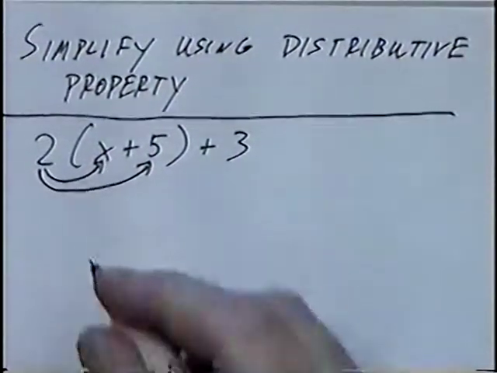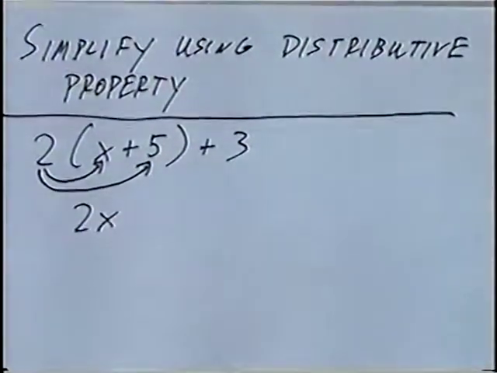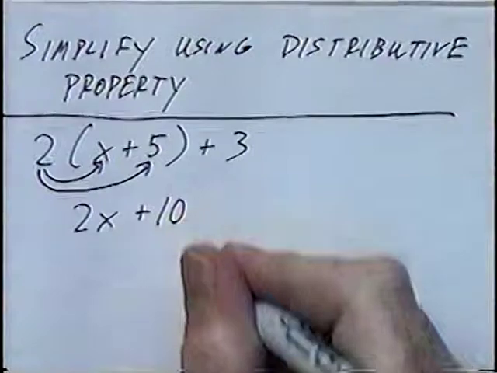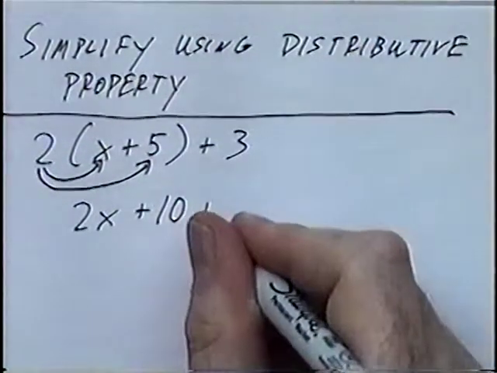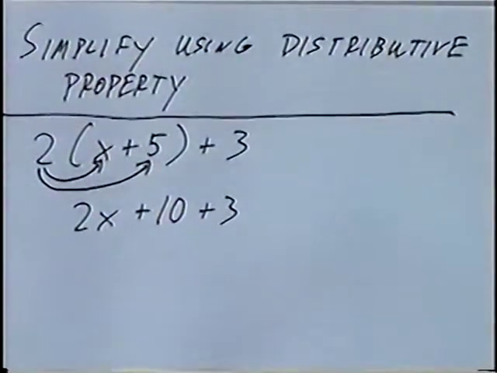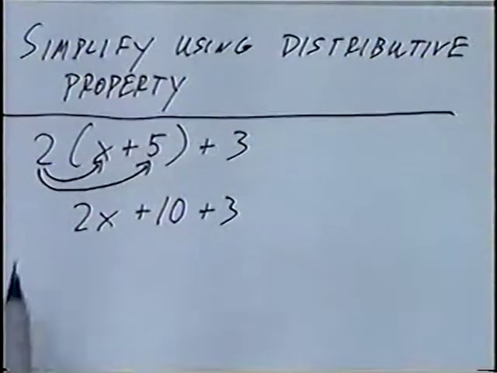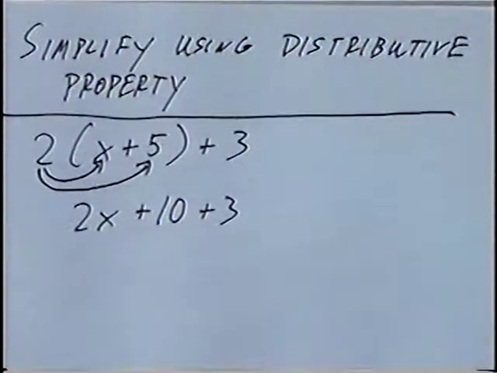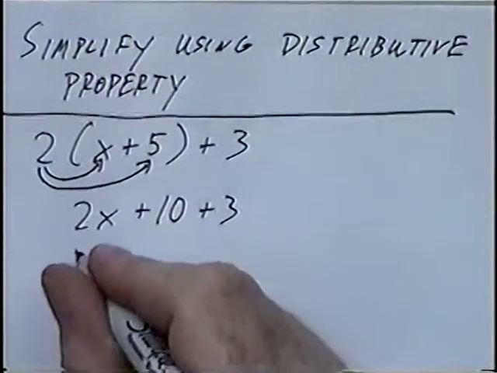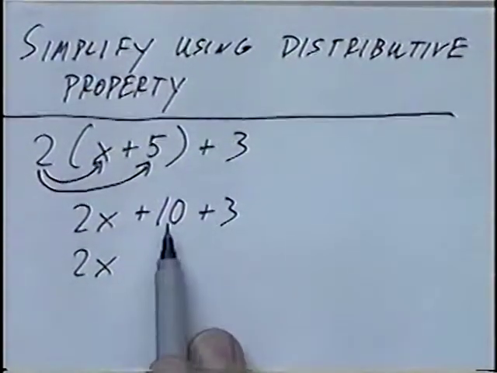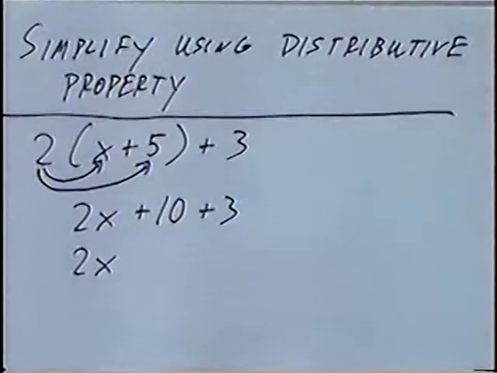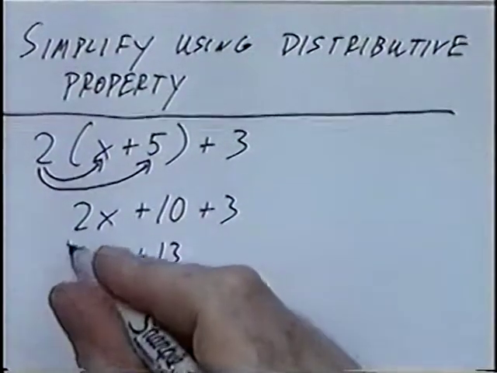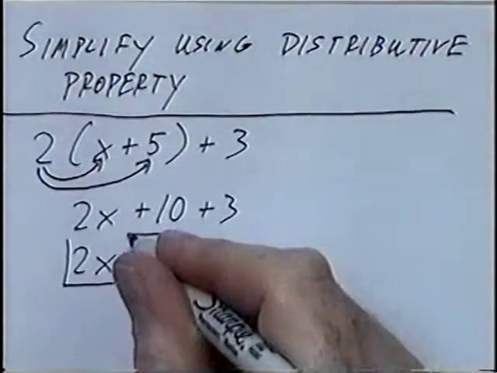If you multiply 2 times x, that would be 2x. And 2 times a positive 5 would be plus 10. And the plus 3 also comes down. After you distribute, you want to check to see if you can combine any like terms. 2x would stay the same. And the numbers 10 and 3, we can add those together to get our final answer, 2x plus 13.